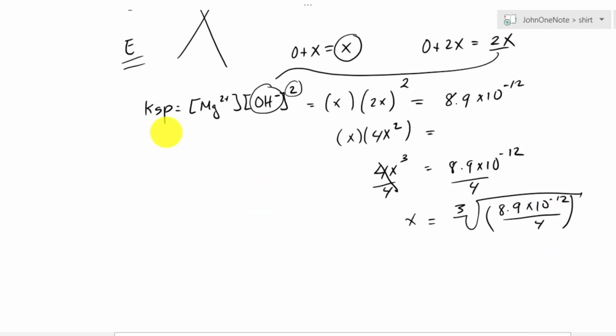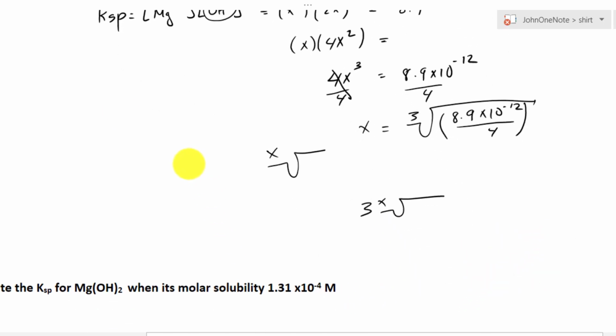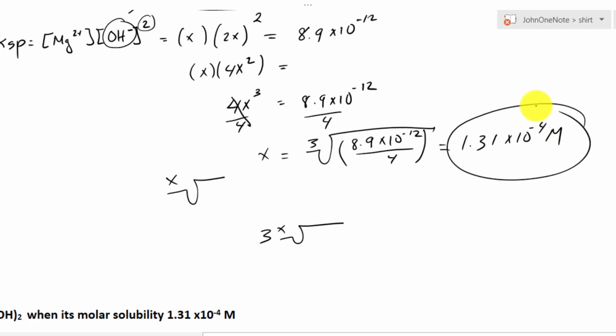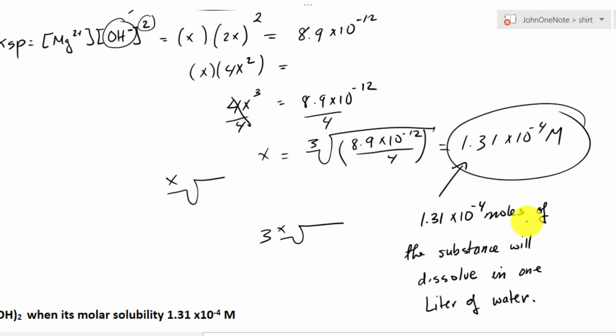And then we're going to plug into a calculator. You look at your calculator, there should be something that looks like this. So in order to type this in, you would type this. It will look like this, and this part would go right here. Now I plug in the calculator and my x value turns out to be 1.31 times 10 to the negative 4 molarity. And this is the number of moles that the substance will dissolve in 1 liter of solution, which is the same thing as the definition for molarity.